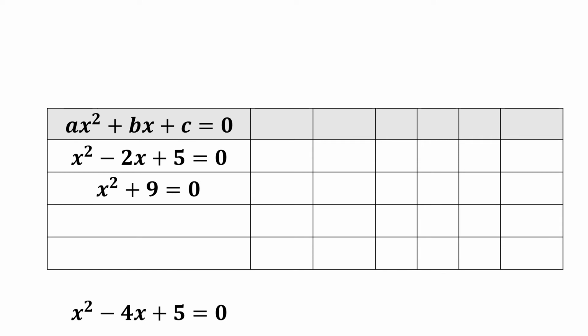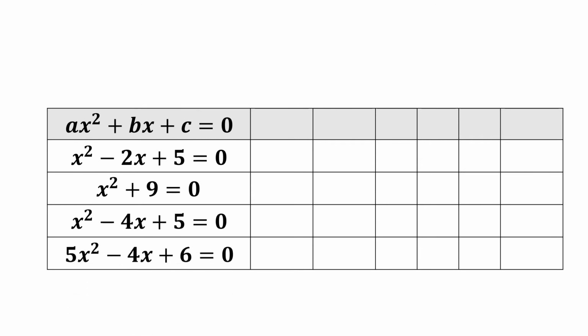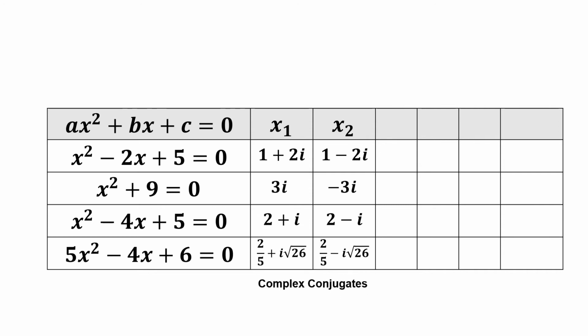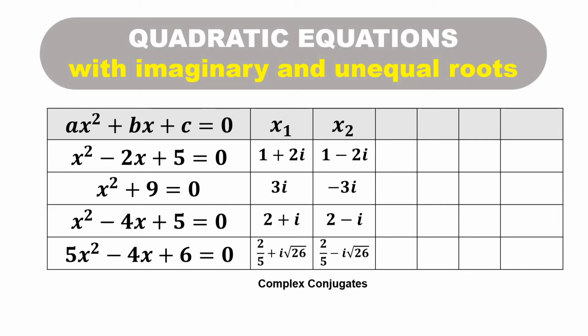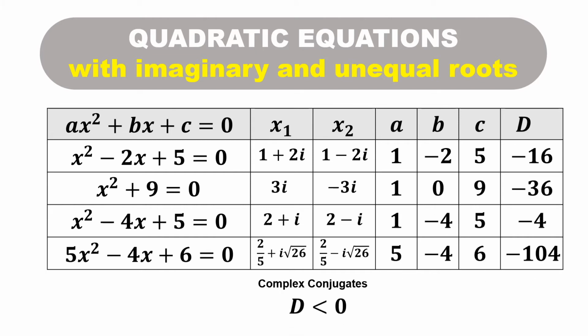Here is a different set of quadratic equations. Each quadratic equation is written in standard form. If you will solve for the two roots of each of these equations, you will see that the roots are both imaginary. Together, they are described as complex conjugates. Complex conjugates will be discussed in a different video. Also, if you will calculate the discriminant, the value of d of each of these quadratic equations is a negative value.